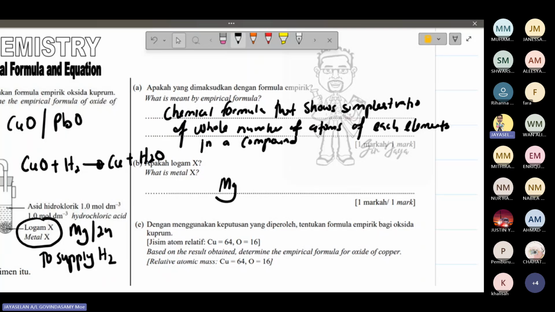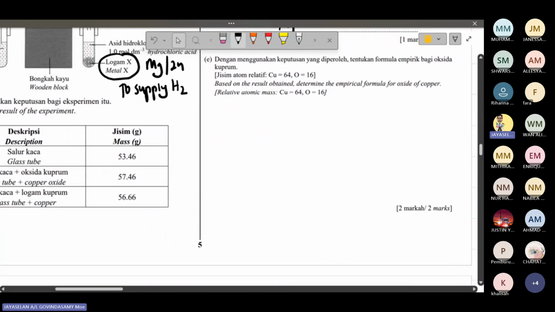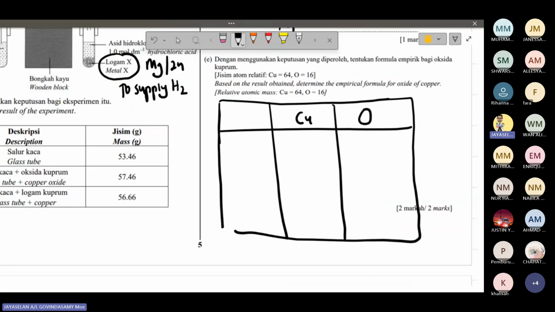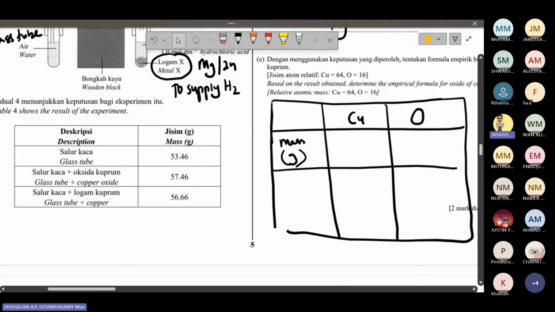Any question? Now I want to do the calculation very fast. You do the table, same method. Then you put copper, another one is oxygen. First thing, you get the mass in grams. How to find the mass? Very simple, main potong je.